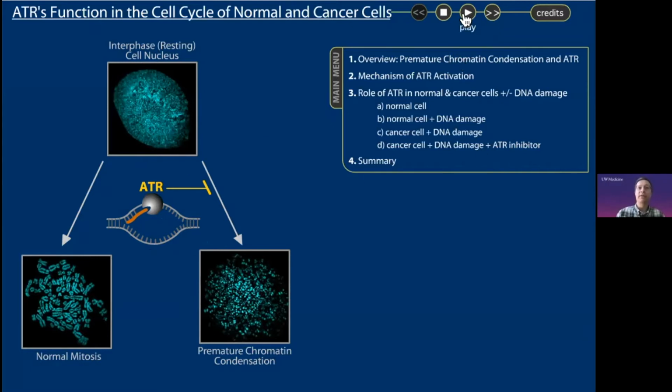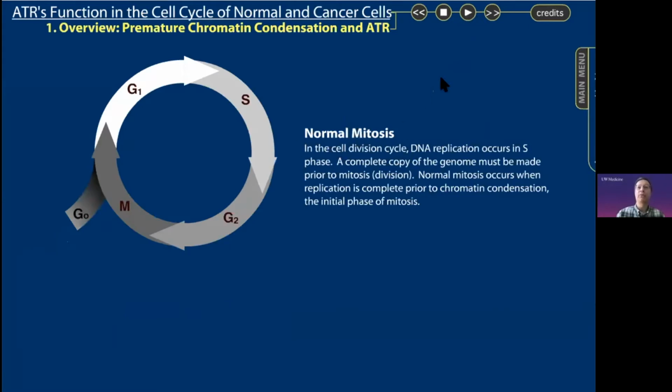So let's get started here with reviewing what is a normal mitosis. In the normal cell division cycle, DNA replication occurs here in S phase, and a complete copy of the genome has to be made prior to mitosis or division over here. Normal mitosis occurs when replication is complete prior to chromatin condensation, the initial phase of mitosis, when all the DNA gets packed into these structures that we recognize as chromosomes.